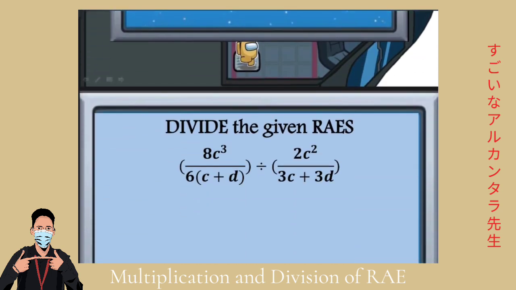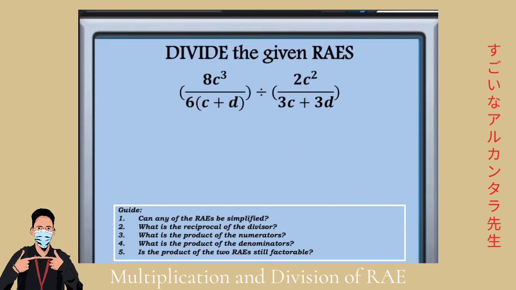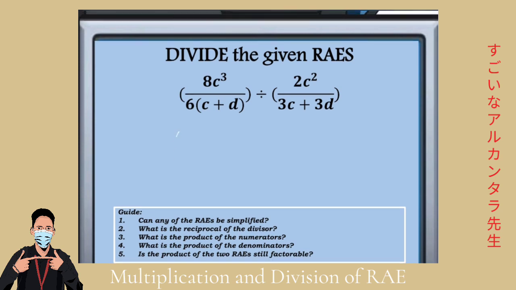This time around, let's go ahead. Okay, so let's just copy the first, our dividend, 8c cubed all over 6 times the quantity c plus d. And then let's flip this one right here, 3c plus 3d all over 2c squared. And we can factor this out as 3 times the quantity c plus d. And we can cancel out the c plus d's. We can simplify the 3 and the 6. This will be 1 and this will be 2.